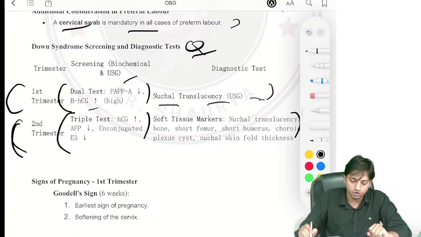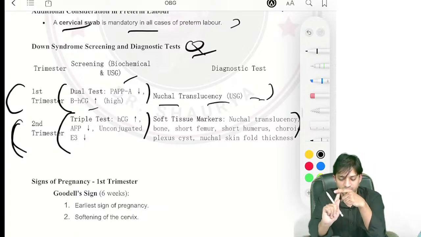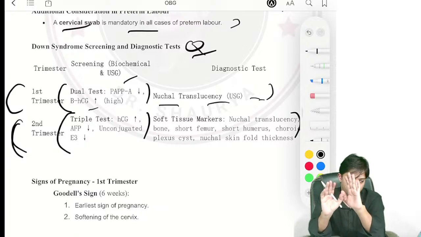In second trimester, what do you find is the triple test. You do the triple test for Down syndrome screening. HCG will be high, AFP will be low, and unconjugated E3 will be low. Khatam.